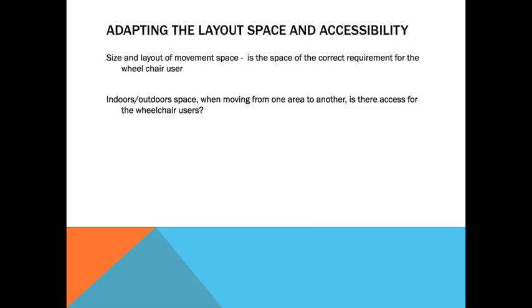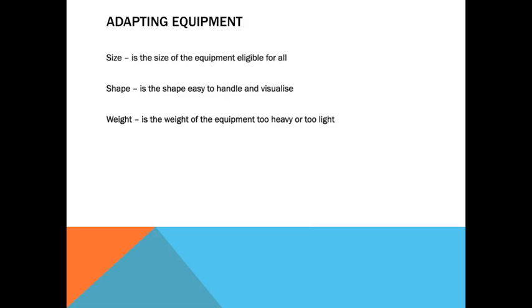Accessibility. All of the areas in which activities within a physical education setting take place must be accessible in order for everyone to be included. Therefore, there should be wheelchair ramps so wheelchair users are able to access each of the intended areas where the lesson will take place. Adapting equipment.